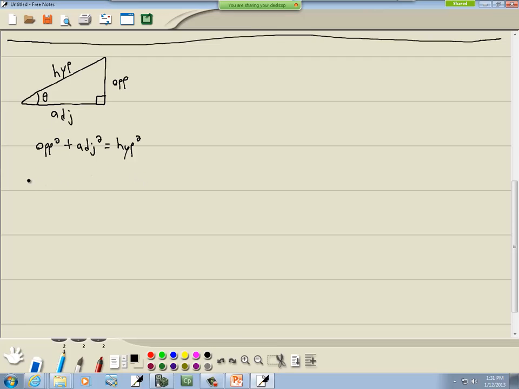Okay, so if you have this kind of setup, then sine of theta is going to equal opposite over hypotenuse. Cosine of theta is going to equal adjacent over hypotenuse. And tangent theta is equal to opposite over adjacent. Now remember, sine and cosecant are reciprocals of each other. So if sine is equal to opposite over hypotenuse, then cosecant will be hypotenuse over opposite.